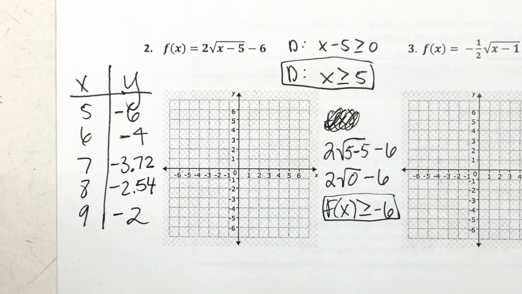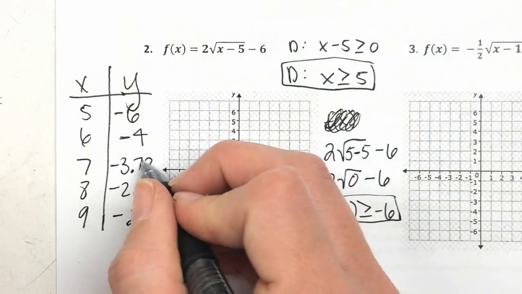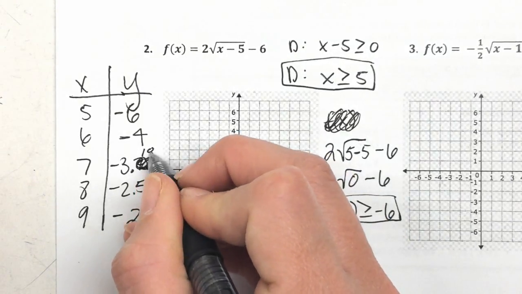On number 7, I got negative 3.8. Yeah. On number 7? Yeah. Did everybody get that? Okay. They might have just made a calculator error. That's fine.